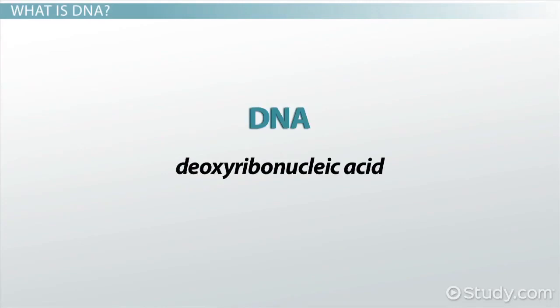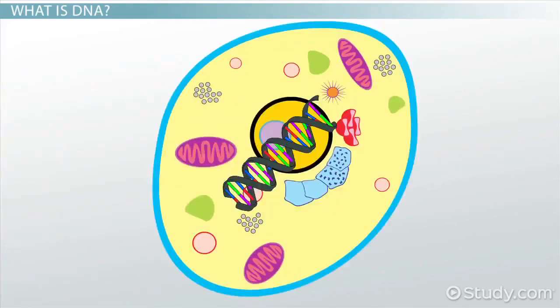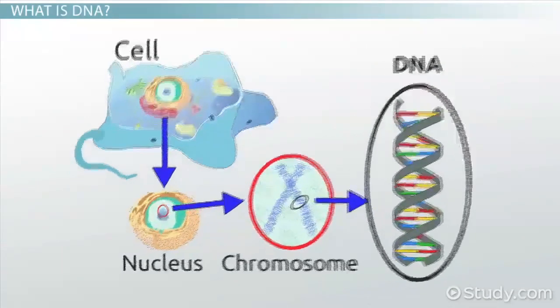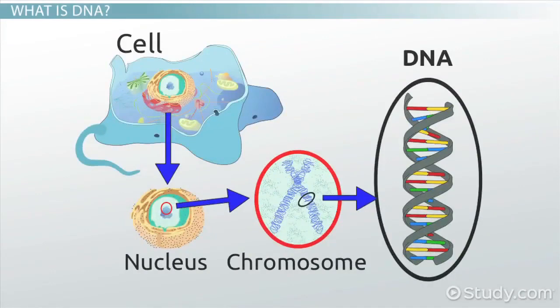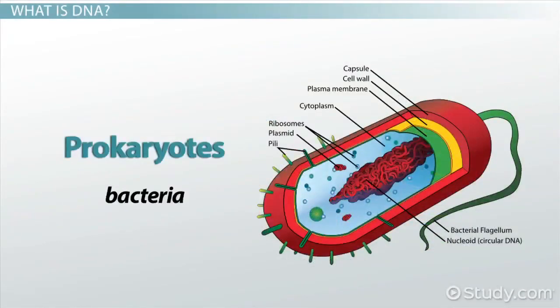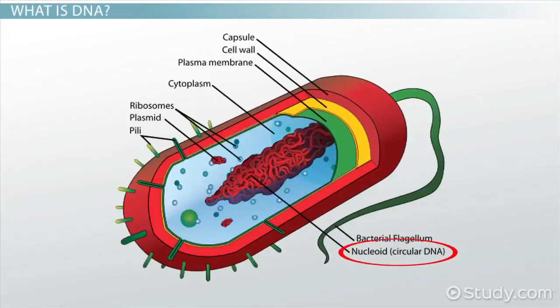DNA stands for deoxyribonucleic acid. That's a mouthful, isn't it? DNA is the master molecule in every cell. In eukaryotic organisms, such as animals, plants, and fungi, the DNA is stored inside the cell nucleus and in the chromosomes. Prokaryotes, bacteria, store their DNA only in the cytoplasm within their cells.